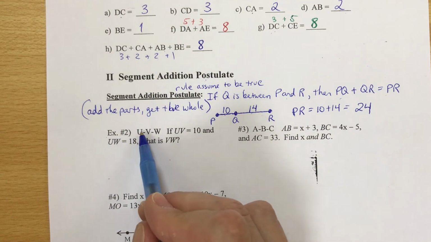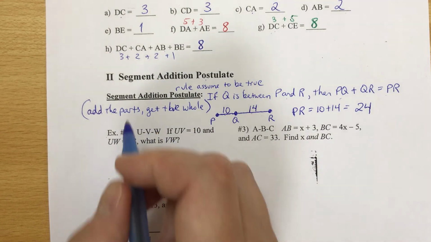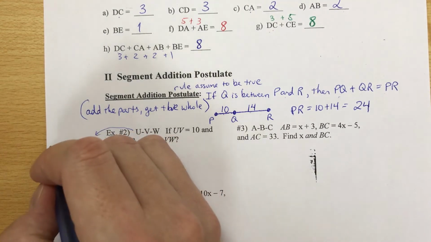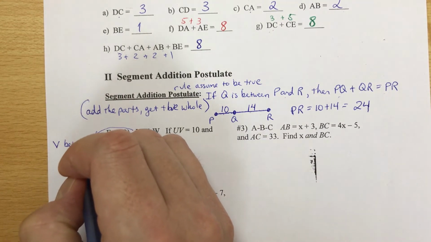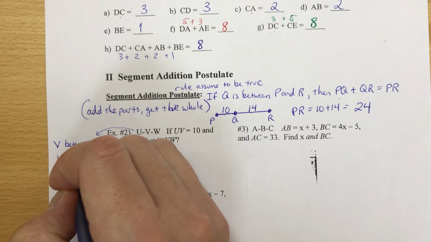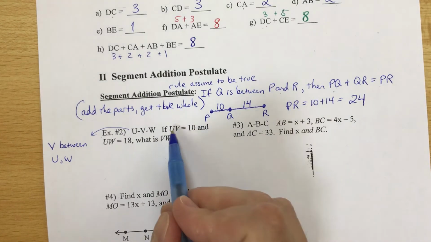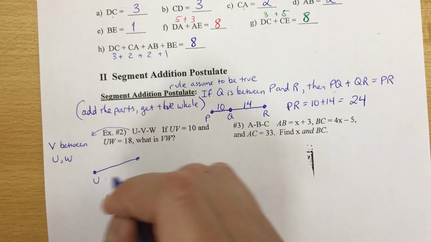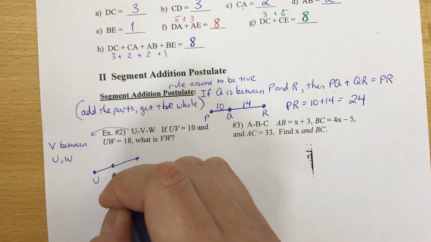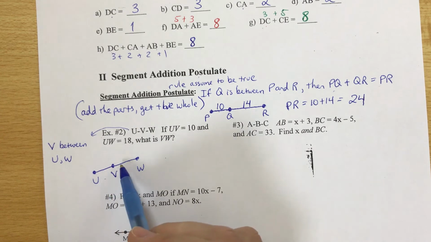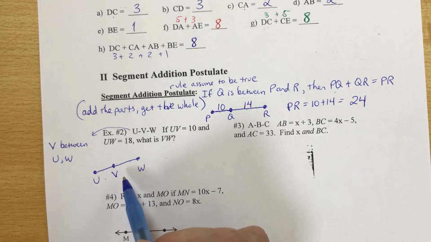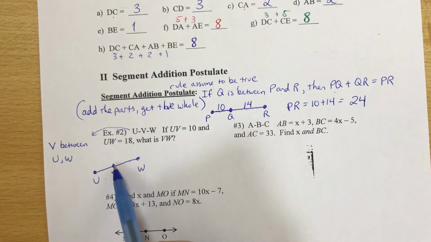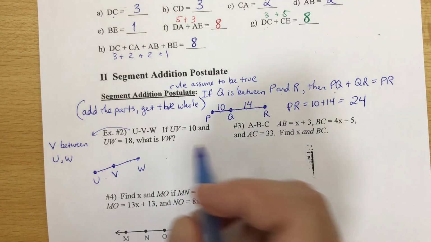Number 2, U-V-W. Now what that means is that V is between U and W. So I'm going to draw immediately. There's U and W, V is somewhere between them. I'm not putting V in the middle. That's going to be a different relationship for a different day. I don't want to assume that these are equal. So I put V either closer to U or closer to W.